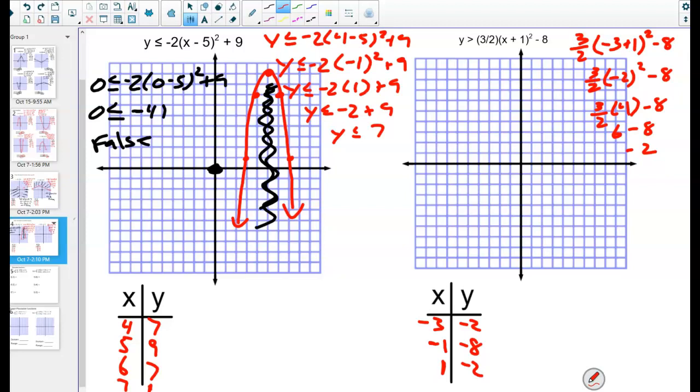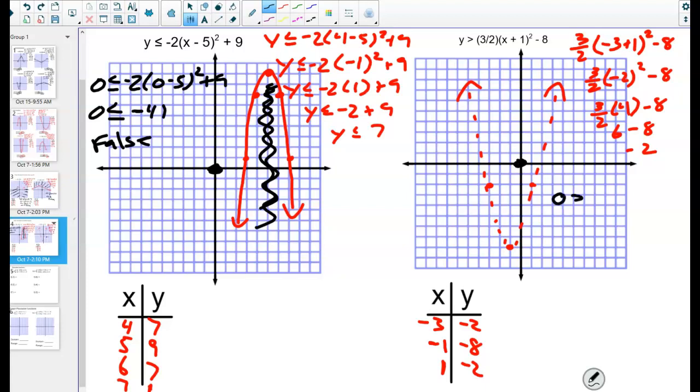So, negative 1, negative 8 is right here. 1, negative 2 is right here. Negative 3, negative 2 is right here. It's a dotted line where the 0, 0 is clearly inside the parabola.